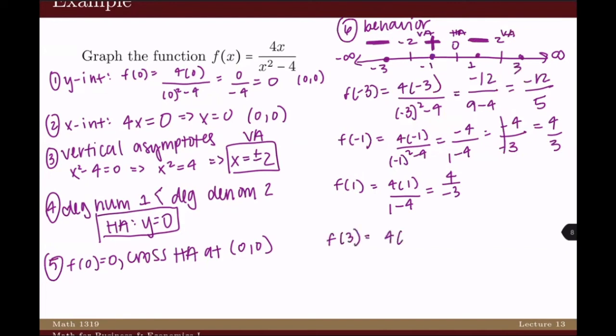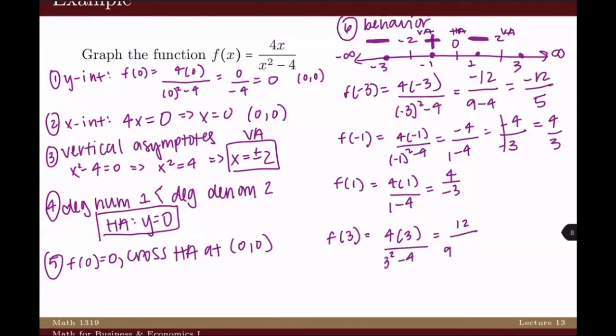So it's going to be 4 times 3 over 3 squared minus 4, which is 12 over 9 minus 4, which is 12 over 5. So this is a positive number, so that means it's going to be positive here. All right, now since I've kind of run out of room, I'm going to erase all of this scratch work right here. So hit pause or take a second if you need to copy this down, but I'm going to erase it so I can graph our graph.